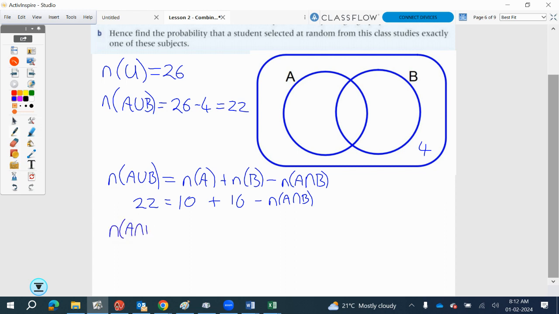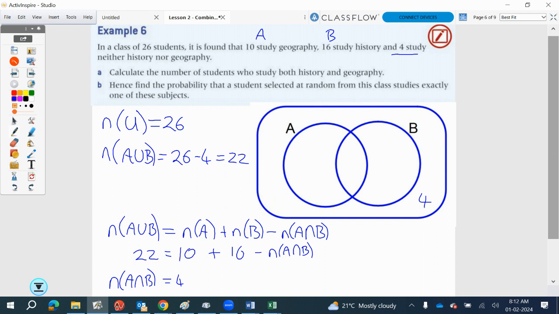So the number of students here is 4. So this space here, what do we call this space here? A without B. Explain to the person next to you what we call this space here. Make sure you know how to express this accurately. About 90% of you don't.